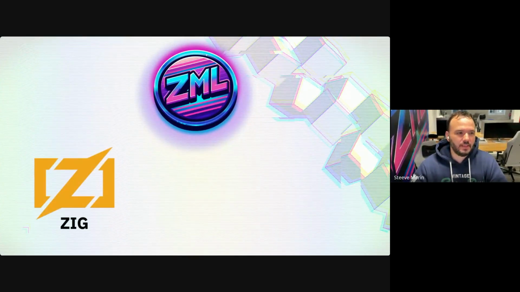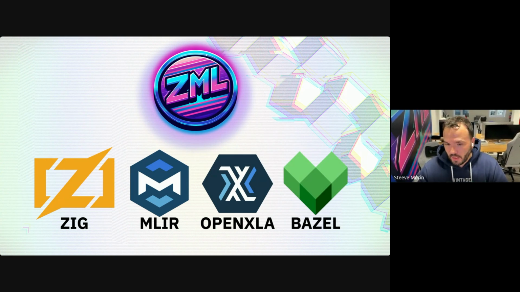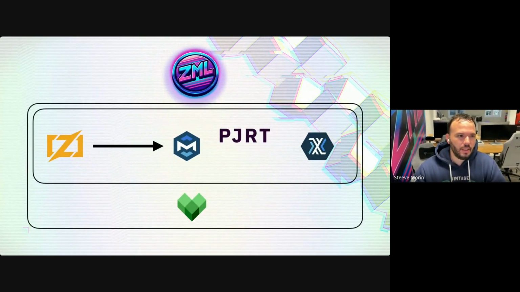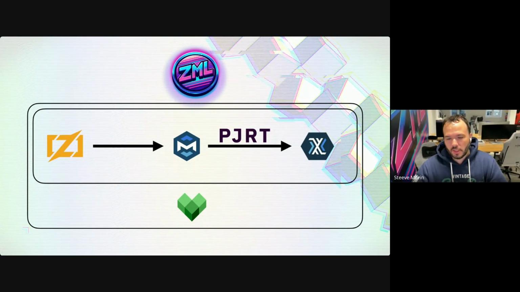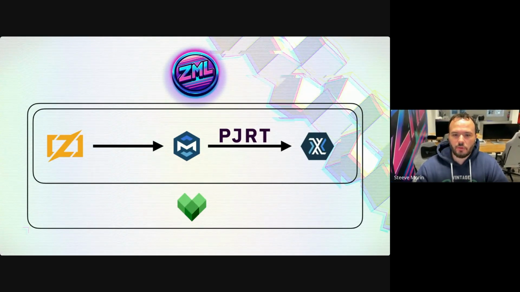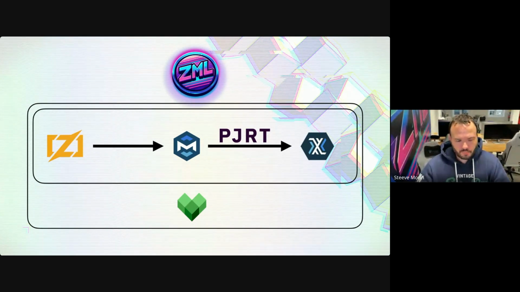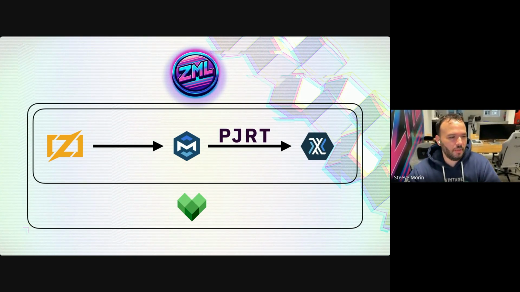What ZML is essentially is built around these four pillars: Zig, MLIR, OpenXLA, and Bazel. The idea is that we use Zig as the front-end language to generate StableHLO, which we send to the compiler through PJRT. So we actually load PJRT artifacts. We also use Bazel as the orchestrator in the build system to achieve a few things I will show you a bit later.